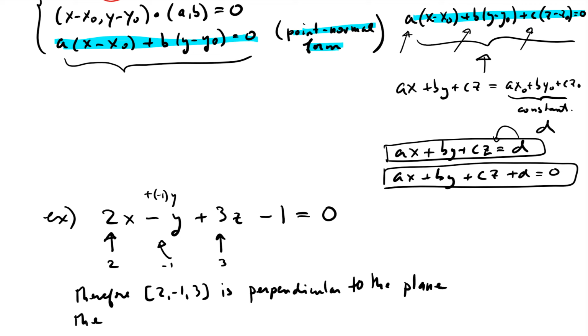I could easily find a point that belongs to the plane. How do I find a point that's on the plane? Well, all you have to do is assign your favorite values to x, y, and then you solve for z. So for example, if I let x equals 0, y equals 0, what do I get? I get 3z minus 1 equals 0. I get 3z equals 1. So I get z is 1/3. So the point (0, 0, 1/3) is a point on the plane.